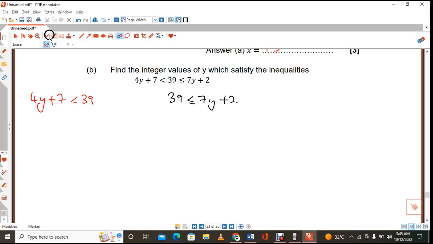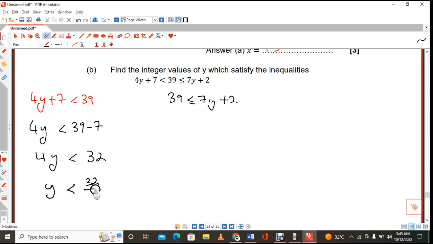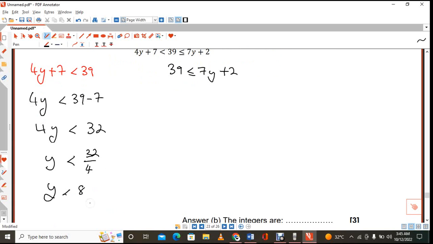Right, so let's do this one. So this one is 4y is less than 39 minus 7. So that's 4y is less than 32. So that y is less than 32 divided by 4. So y is less than 8. If you were to continue.